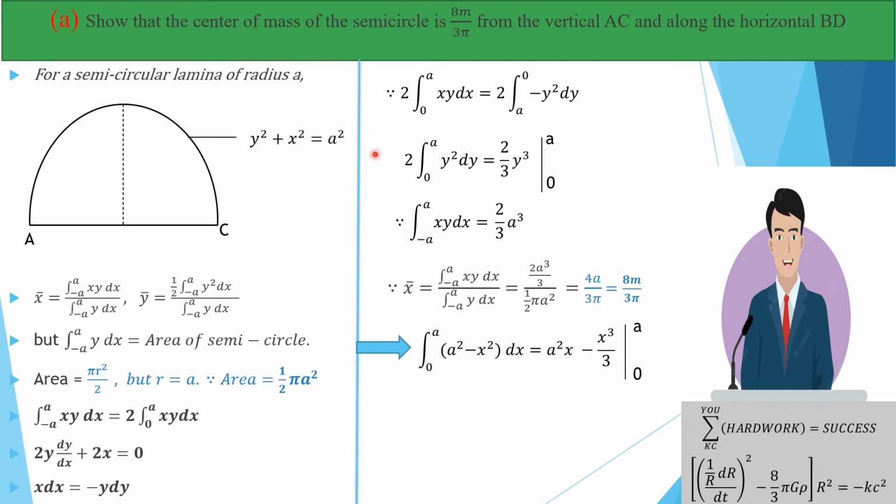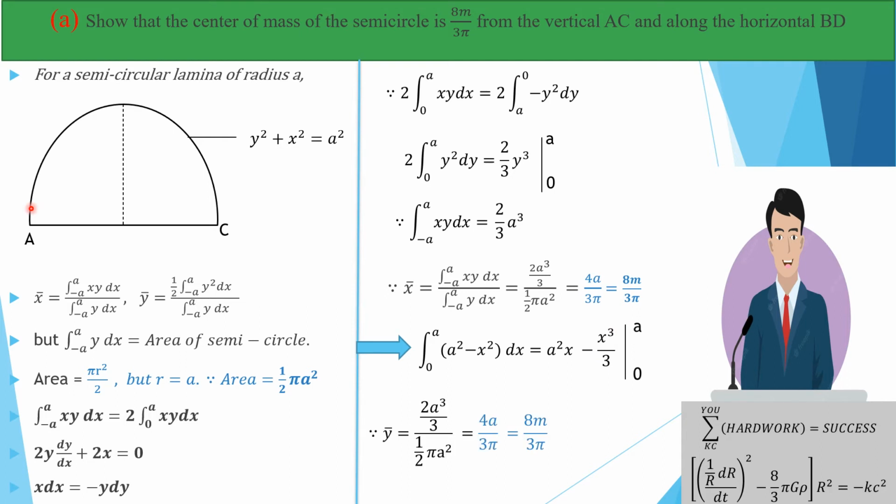It's basically just a squared minus x squared. So you don't have to integrate y squared. You have to replace y squared with a squared minus x squared. So if I put that here, I'll be integrating this. When I integrate a squared, I simply have a squared x, if I'm integrating with respect to x. So if I integrate negative x squared, I have negative x cubed over 3.